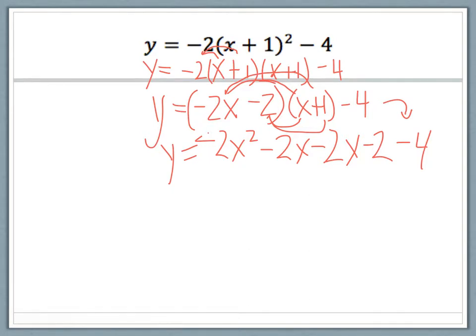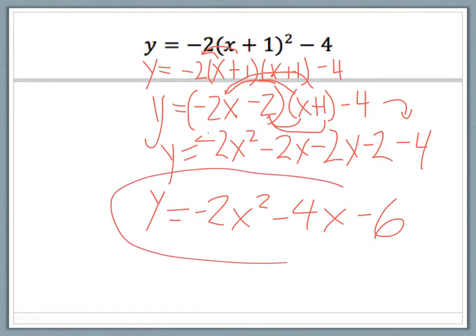So I have y equals negative 2x squared minus 4x, and then negative 2 minus 4 is negative 6. Remember, we want it to look like y equals ax squared plus bx plus c. So that's exactly what I have, so that is my answer.